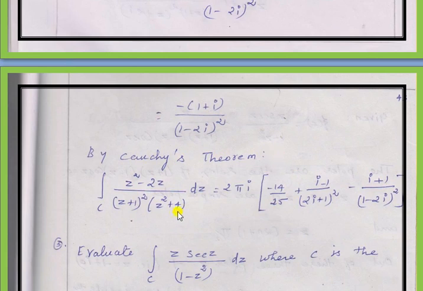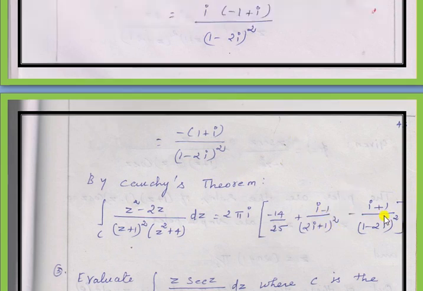Now I am using Cauchy's residue theorem formula, integral over C f of z dz equal to 2 pi i into sum of the residues. First residue value minus 14 by 25 plus second residue value i minus 1 by 2i plus 1 the whole square. The third residue value is minus of i plus 1 by 1 minus 2i the whole square. Therefore, they are asking to find out integral over C f of z dz, means we may use the Cauchy's residue theorem. It will give the answer in the simple manner. Thank you.